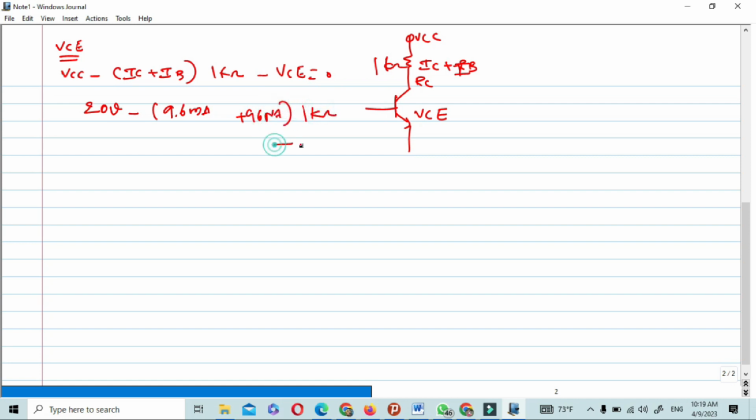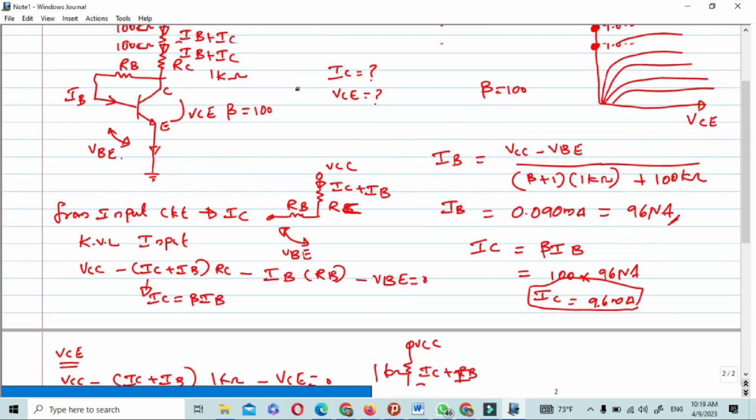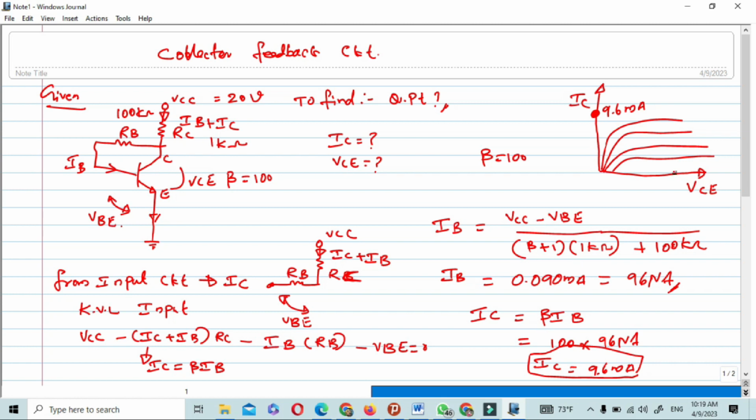So finally, after substituting 20 volts, the 9.6 milliamps we already found, plus the 96 microamps IB value into 1 kilo ohm, minus VCE, we find VCE. Finally VCE equal to 10.30 volts. So now the operating point, the Q point, is 9.6 milliamps and 10.30 volts. So this one is called the Q point.